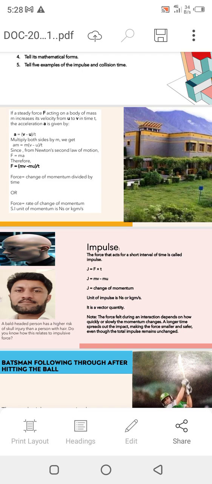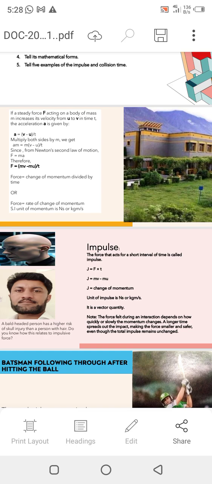Here, small letter u represents the initial velocity of the body, and the small letter v represents the final velocity of the body. In some textbooks, the initial velocity is represented by v with a subscript small i, and the final velocity is represented by v with subscript small f, and the variable used to represent time is t.